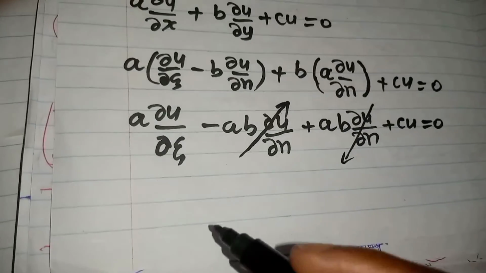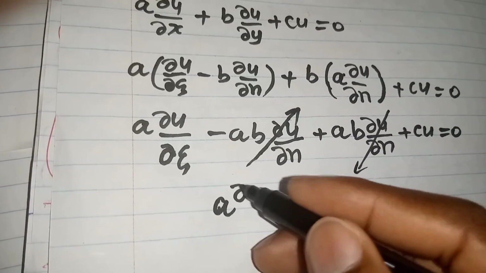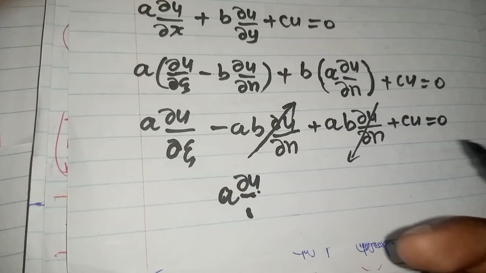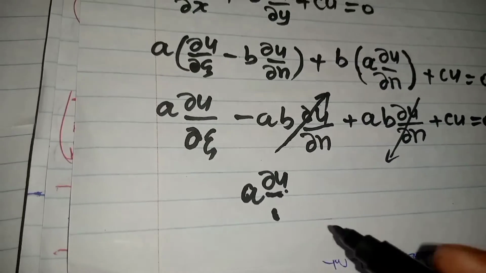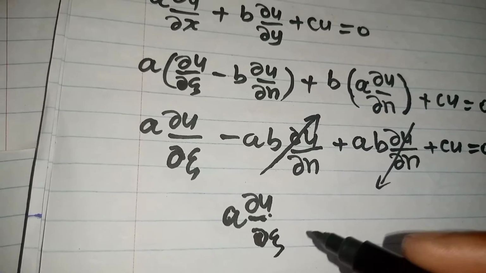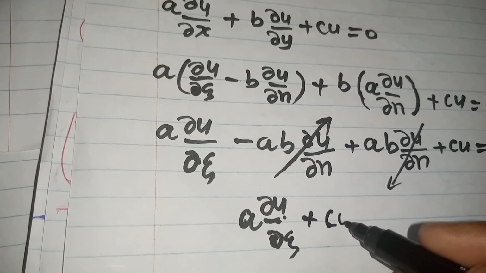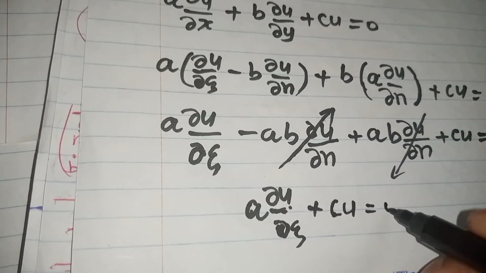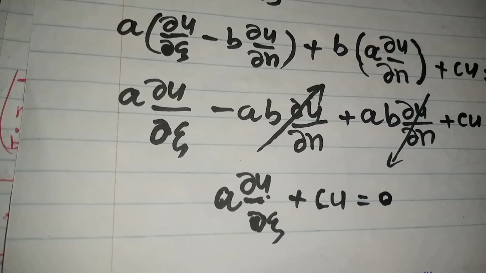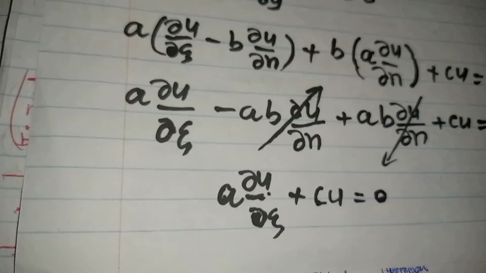Then we are going to remain with a partial u with respect to xi plus cu is equal to 0. So we are going to remain with a partial u with respect to xi plus cu is equal to 0.